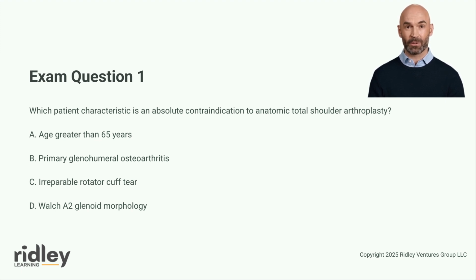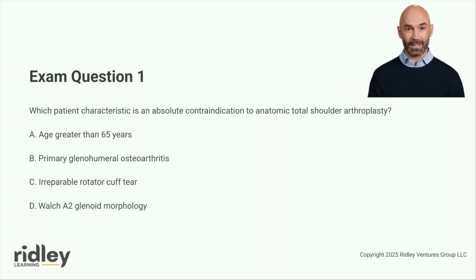Anatomic total shoulder arthroplasty fundamentally depends on a functioning rotator cuff to provide dynamic stability and control of the humeral head against the glenoid. When the rotator cuff is irreparably torn, the deltoid muscle cannot compensate adequately, leading to superior migration of the humeral head, eccentric glenoid loading, and early component failure. This is precisely why reverse total shoulder arthroplasty was developed, as it allows the deltoid to assume the primary role in shoulder elevation when the rotator cuff is deficient.